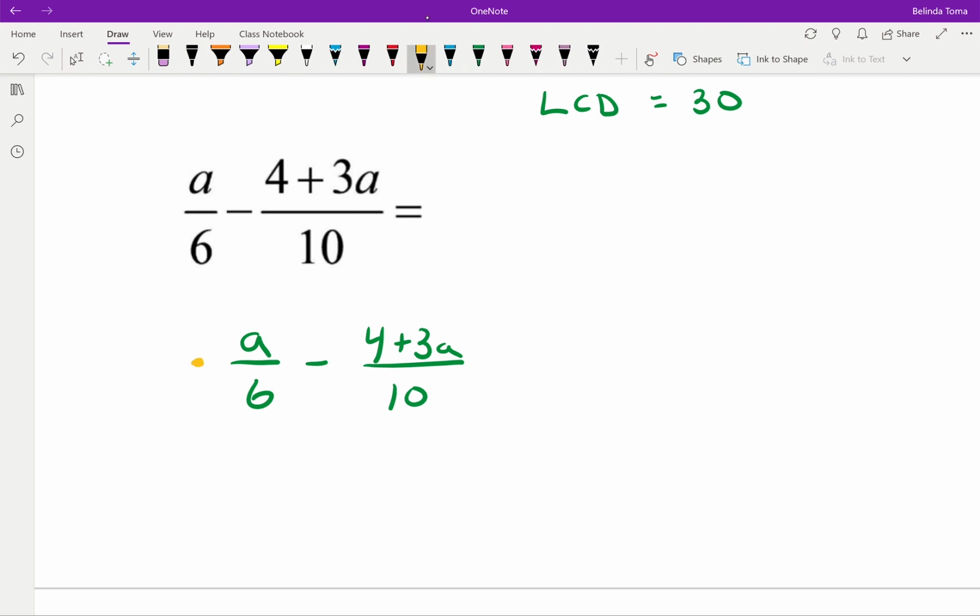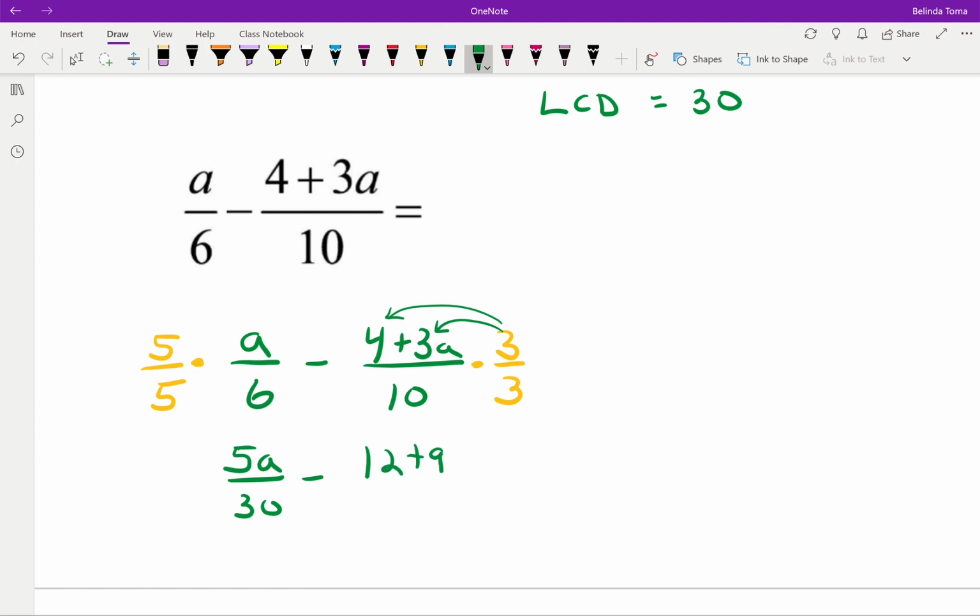Well, we can't just multiply the denominator. We have to multiply the numerator and the denominator. And the second fraction, in order to get to 30, we would need to multiply the 10 by a 3. We can't just multiply the denominator, so we also need to keep it equivalent and multiply the numerator by the same number. That's going to give us 5a over the LCD minus, now again, we're distributing here the 3, so that's going to give us 12 plus 9a over the common denominator.